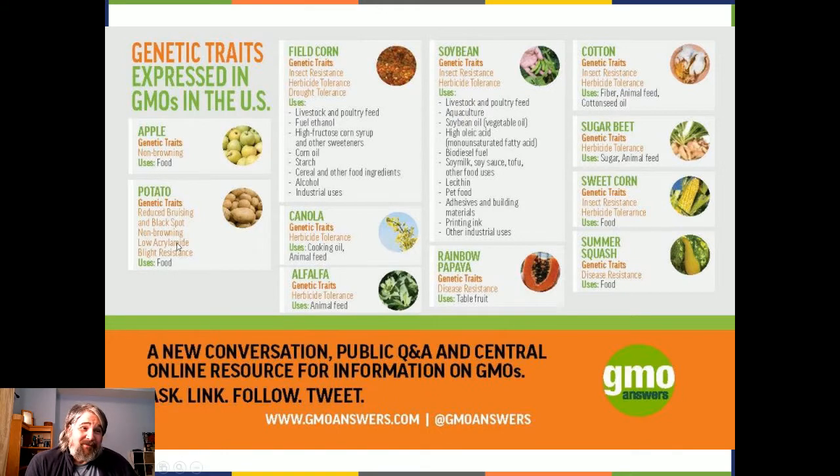Potatoes, we have a bunch of different traits. Reduced bruising and black spots, low acrylamide, blight resistance. So, yeah, these are things that we have out there. So field corn, field corn has a lot of other uses that aren't necessarily directly eating the corn. We have a lot of cultivars out there that have various types of insect resistance, herbicide tolerance, drought tolerance, and they're used in all kinds of industry.